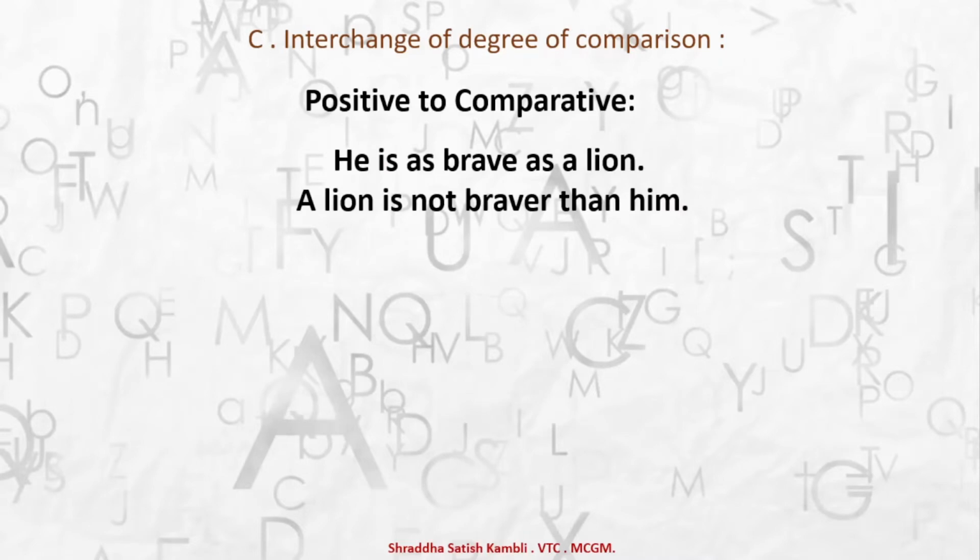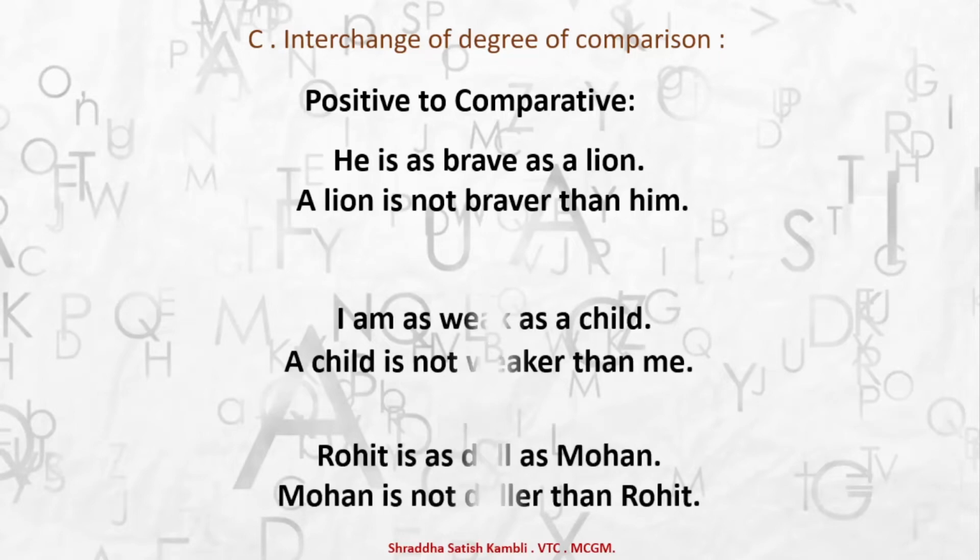So, he is as brave as a lion. Now, see, brave is in the positive degree. What is comparative? It is braver. And what is superlative? It is the bravest. So, what have I done, children? I've changed the adjective from the positive degree to the comparative degree. But focus on whether I have changed the meaning. No, I haven't. Okay, now let's take a look at the next few examples.